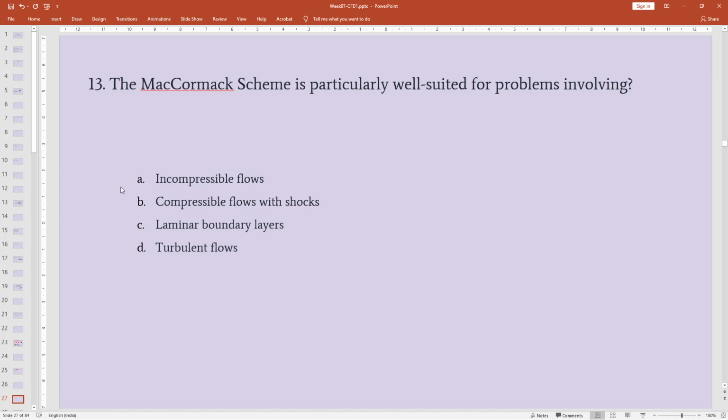Next question. The McCormack scheme is particularly well suited for problems involving which among the following? Options are: option A, incompressible flows; option B, compressible flows with shocks; option C, laminar boundary layers; option D, turbulent boundary layers. You can input your answers. This is again a simple question.